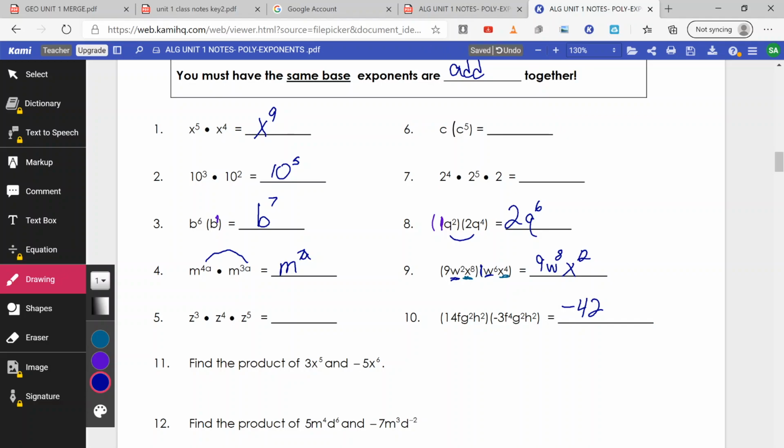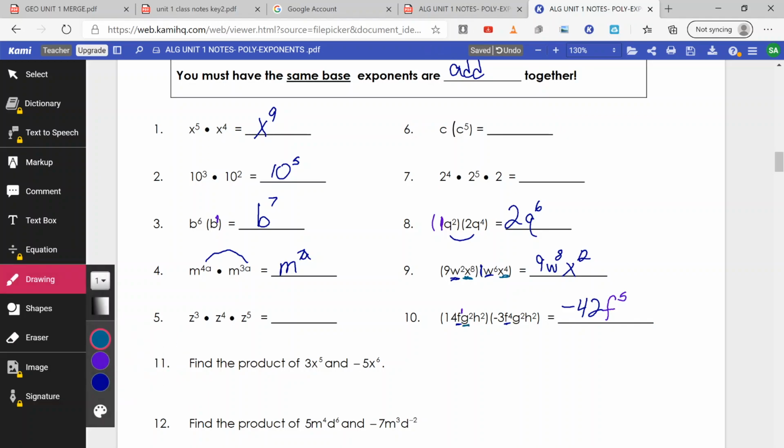And then we look at our f's. F times f to the 4th. Just like up above, if I don't see a number out front, we can say it's 1. If I don't see an exponent on a letter, we can say that it's also 1. So here I have an exponent of 1 plus 4 gives me f to the 5th.